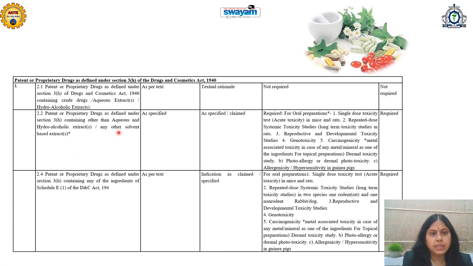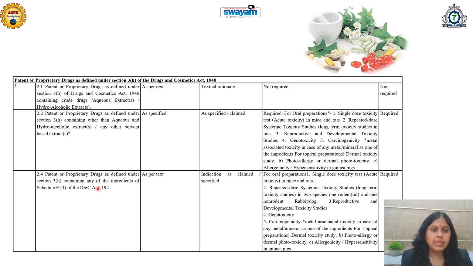But if the extract is other than aqueous or hydroalcoholic extract, then even if ingredients are as specified and indication is as specified, the toxicity, meaning safety data, is still required. For oral preparations, that is single dose toxicity, repeated dose toxicity, reproductive and development toxicity, genotoxicity, carcinogenicity, and then photoallergy or dermal toxicity, allergenicity, hypersensitivity, depending upon the utilization. And again, the efficacy data is also required. Means toxicity as well as efficacy data is required if the solvent is other than aqueous or hydroalcohol.